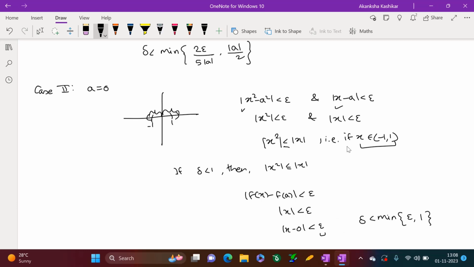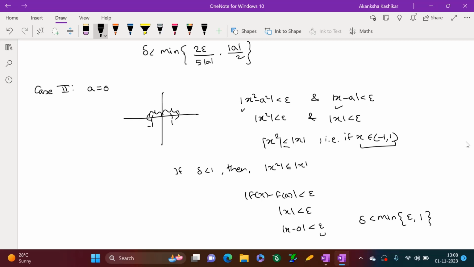Okay, now what is your homework? Homework is to write a textbook proof for this. That is, start with each case, take the delta that we have already derived. So start by saying that, okay, let me choose delta less than this, and show that with that delta, your fx minus fa is always less than epsilon. Okay.